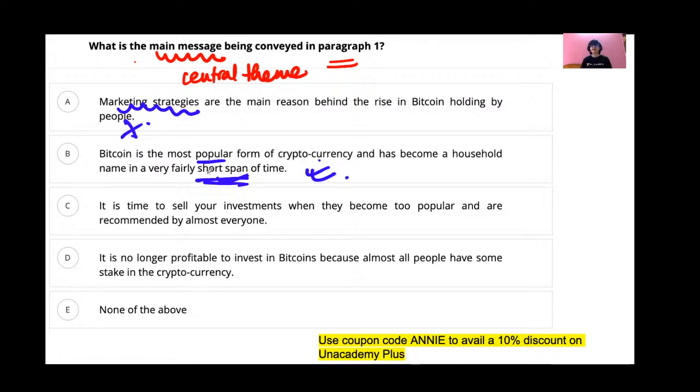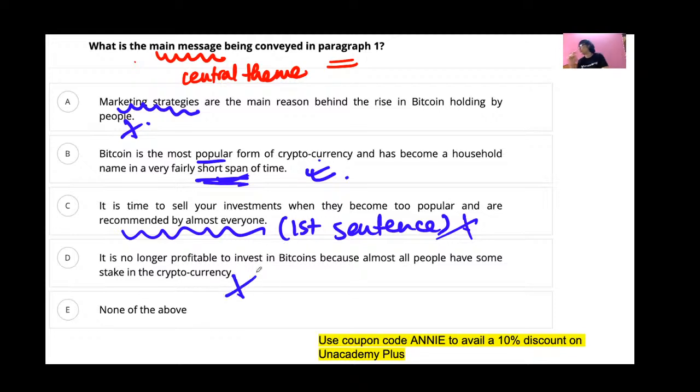If we look at the next sentence, it is time to sell your investment when they become too popular and are recommended by almost everyone. Okay, so only in the first sentence this has been mentioned, so this cannot be a main message. This is the first point. Second point, recommended by almost everyone. Everyone is recommending? No, only one person is recommending, and that is John F. Kennedy. Okay, so this is wrong. Next, it is no longer profitable to invest in Bitcoin because almost all people have some stake in cryptocurrency. This is the conclusion which you cannot draw from the first paragraph because it is nowhere mentioned that Bitcoin is not profitable anymore. So this is not the right answer.